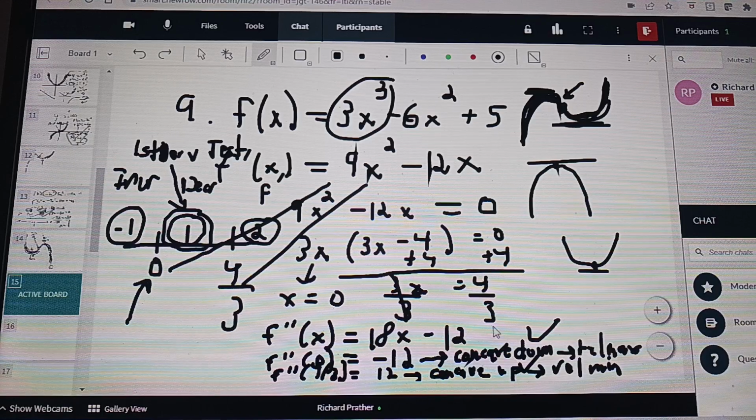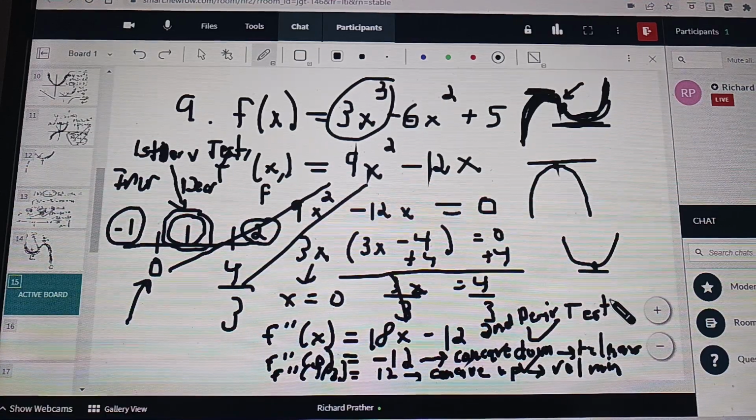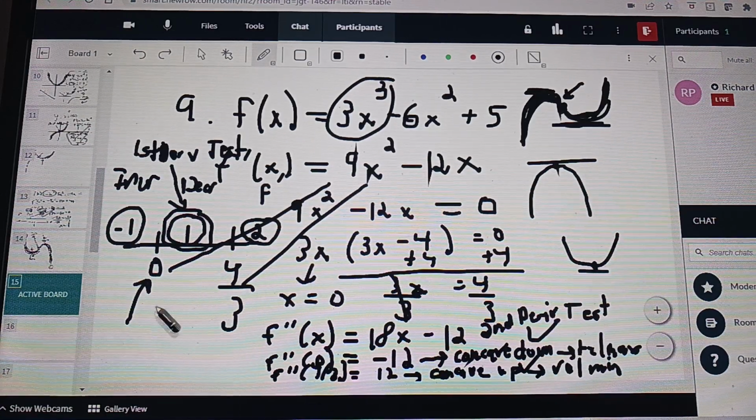This is called the second derivative test. The second derivative test is when you plug critical numbers of the first derivative into the second derivative. And in one calculation, if they come out positive or negative, then you know there's a local max or min there. And it's easy, just draw a sketch of it. If you're concave down, you're going to have a local maximum. If you're concave up, you're going to have a local minimum.